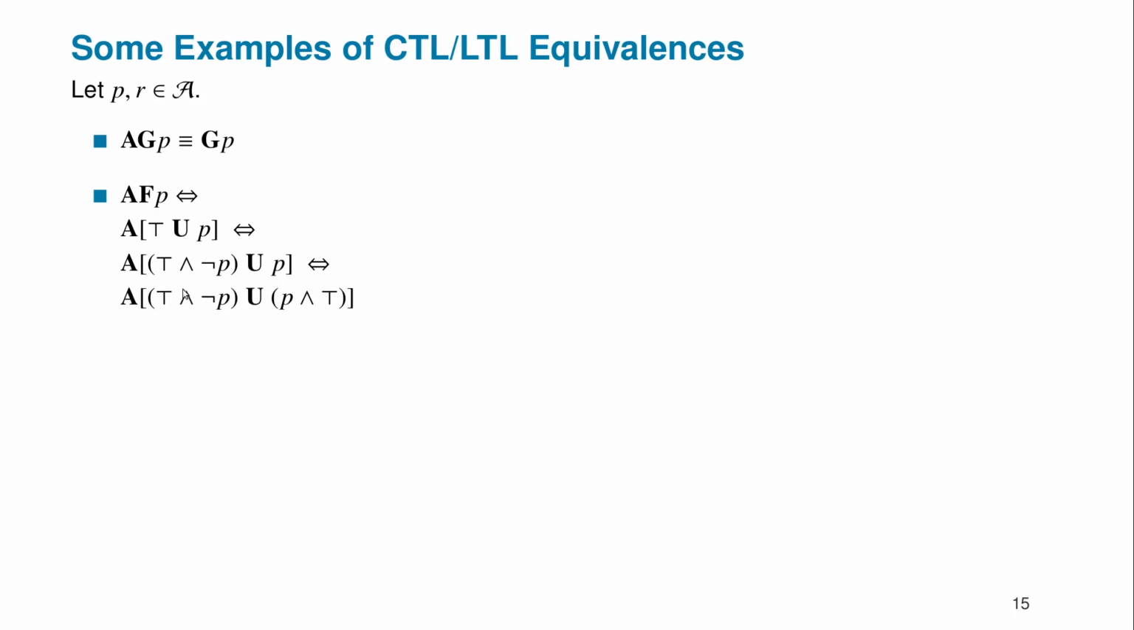We also use the commutativity of the conjunction, but I hope you see that we now have a formula in the right structure, and from this we can conclude that an equivalent LTL formula is top and not P until P and top. Then let's look at AGAFP.